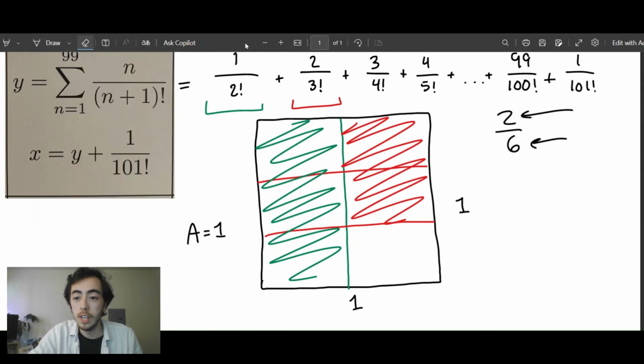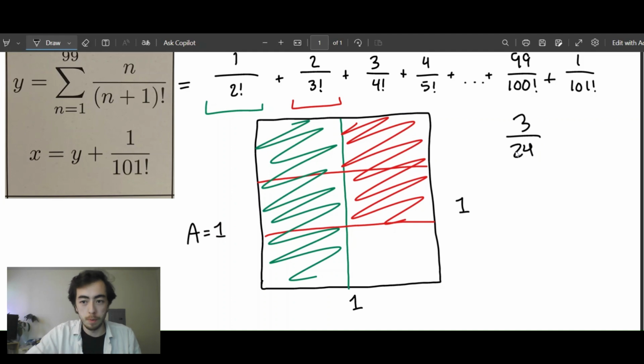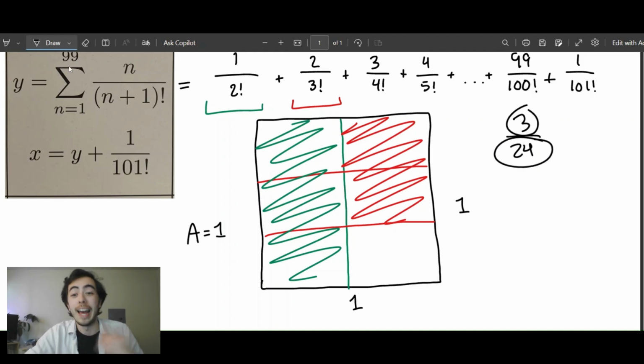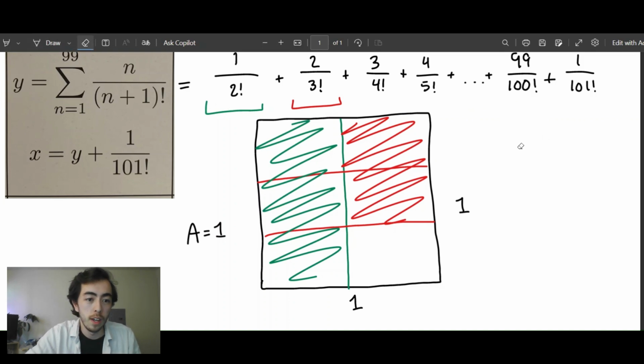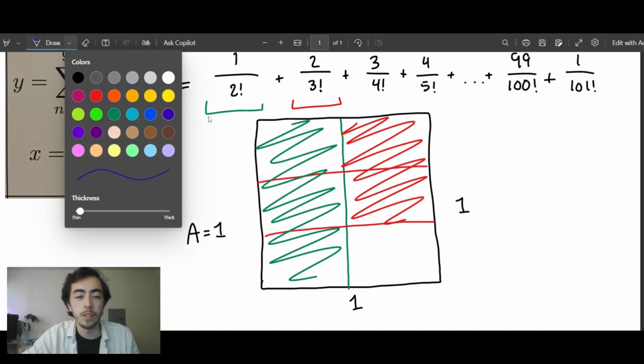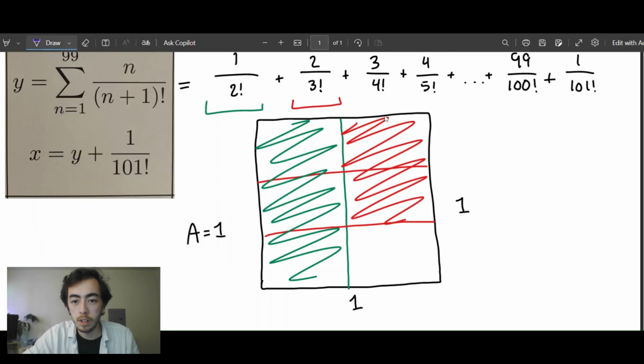The next fraction is 3 over 4 factorial. That is 3 24ths. And so if I split this box into 24 pieces and shade in 3, then I'll add in 3 24ths. I'm noticing this interesting geometry pattern going on here where I don't really need to do the whole box as long as I just slice it just right.